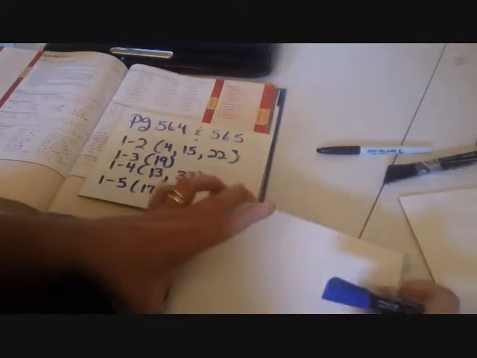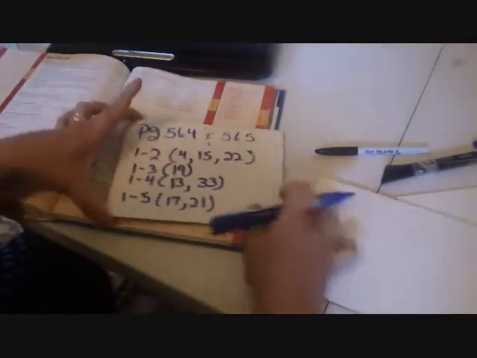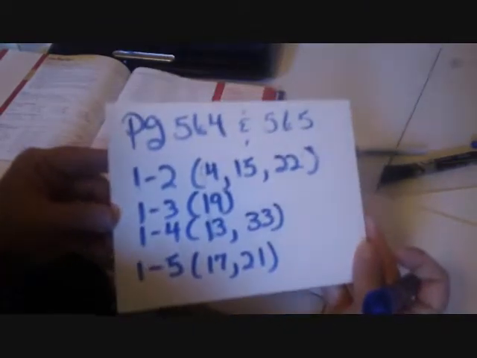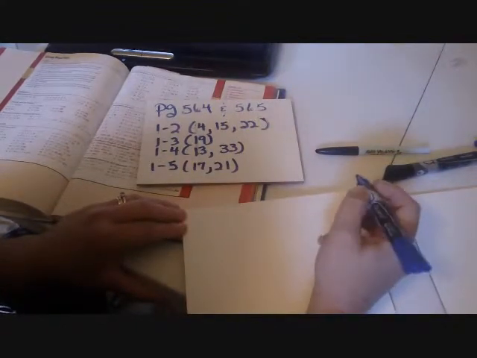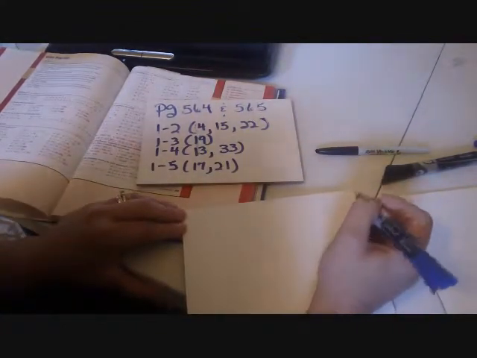Okay, this is our review lesson. This will consist of Tuesday night's homework, and here is part of the assignment and what we're going to be covering in this lesson. This homework was taken from page 564 and 565.